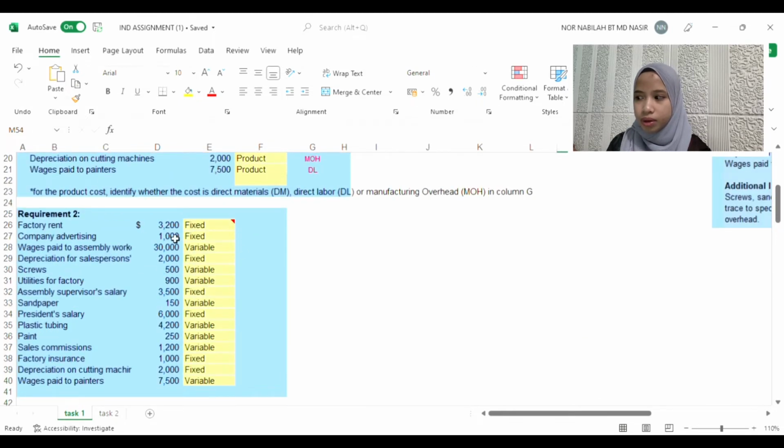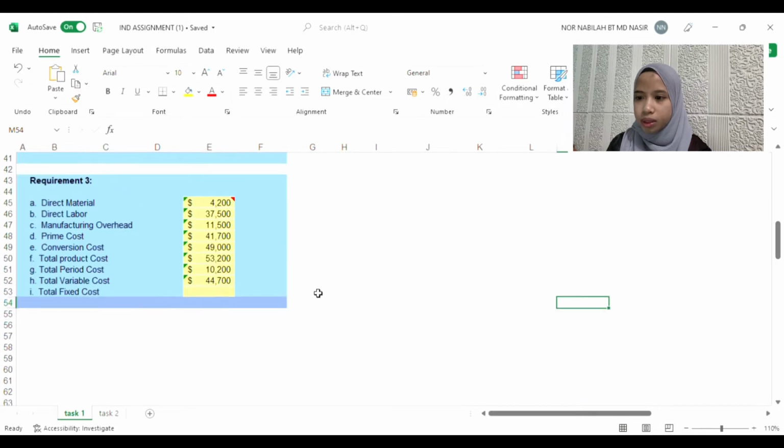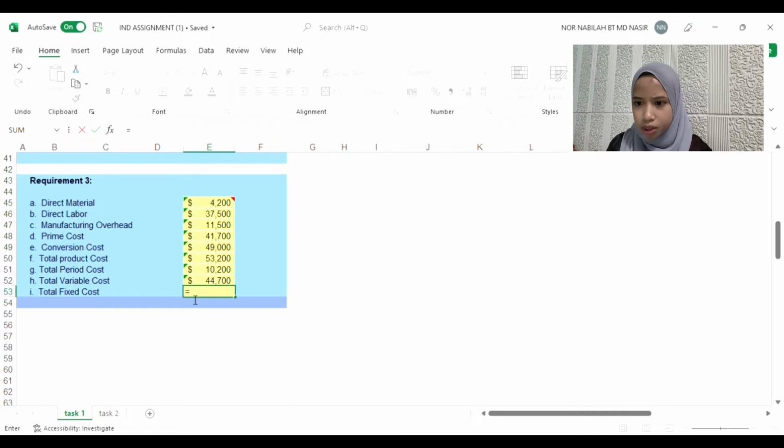For the total fixed cost, we add all the fixed costs: factory rent, company advertising, depreciation of salesperson vehicles, and all the other fixed costs.